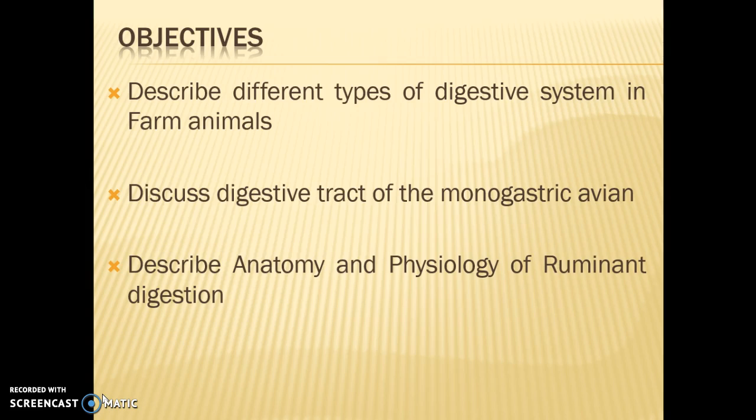The objective for this session is to describe different types of digestive system in farm animals, discuss the digestive tract of monogastric avian, and describe the anatomy and physiology of ruminant digestion.